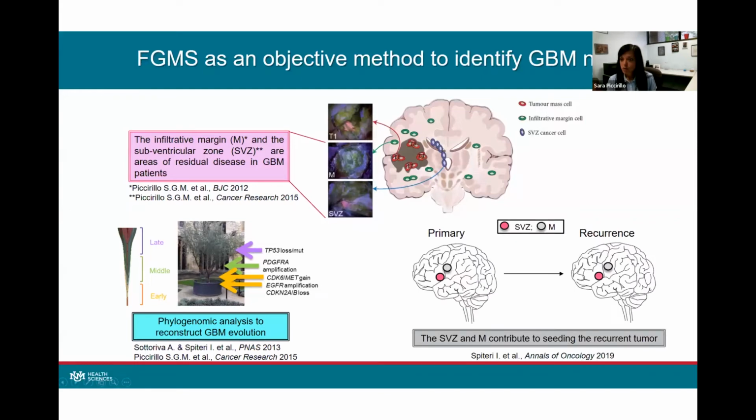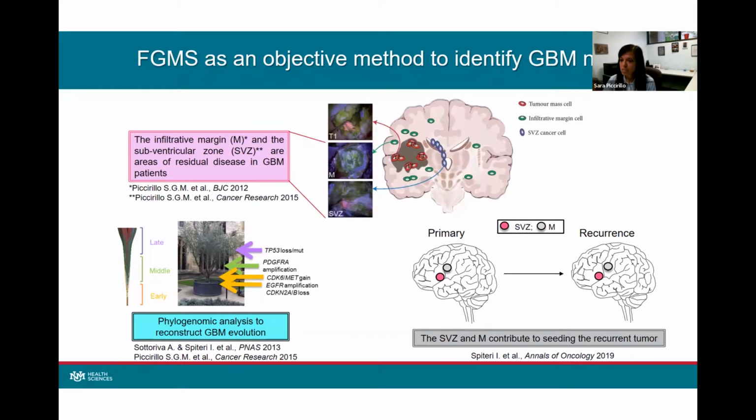And by also performing longitudinal analysis, we were comparing patients who underwent surgery for the primary tumor, then were treated and underwent a second surgery after treatment. We collected different areas, and we also collected the subventricular zone and infiltrative margin from these patients. And by genomic profiling, we were able to understand the role of the subventricular zone and the margin in glioblastoma patients.